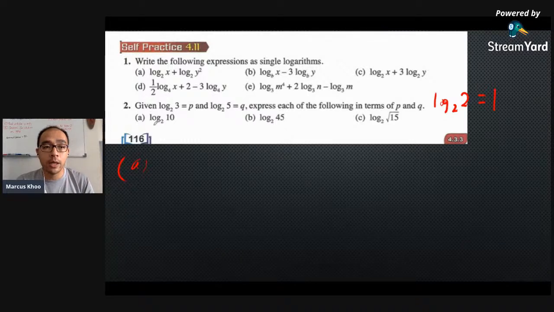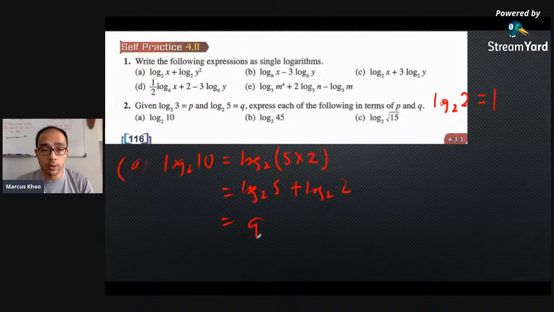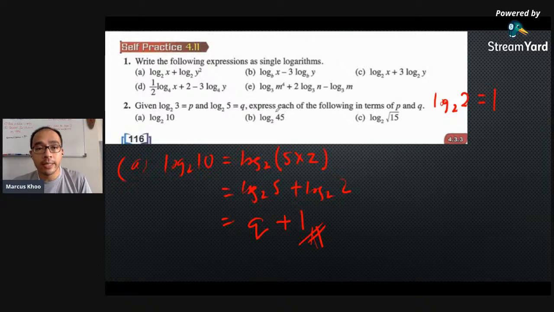So question A, log 2 10 will be how? Log 2 10 will be log 2 of 5 times 2. We cannot use 3 because 5 times 3 is 15. We want 10. So this will be log 2 5 plus log 2 2. Log 2 5 according to this question is Q. So replace it: Q plus 1. Then you're done. You cannot evaluate it. You cannot find the value because there's no value. You just have to express it in terms of P and Q. Okay, in the same way, 45.